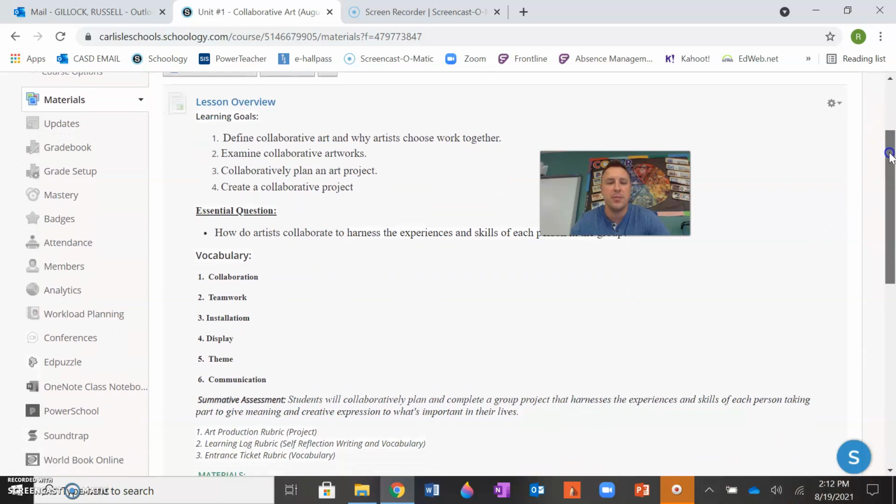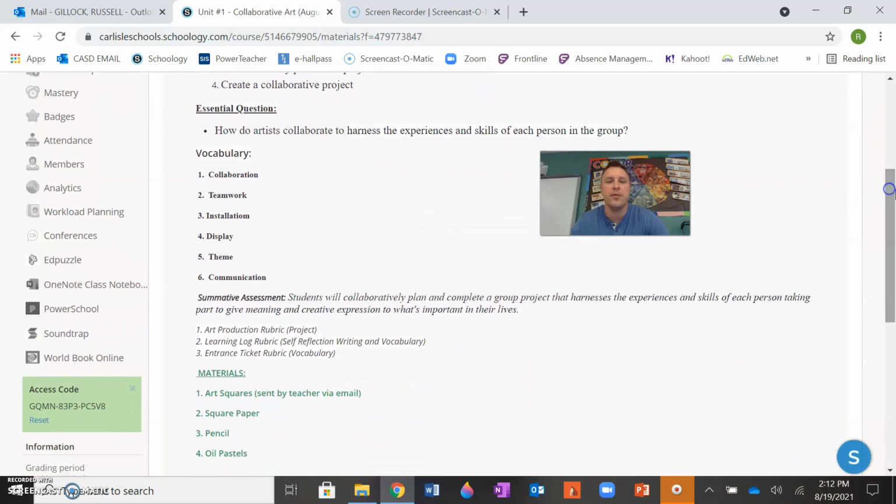For your summative assessment, all students will collaboratively plan and complete a group project that harnesses the experiences and skills of each person taking part to give meaning and creative expression to what's important in their lives.